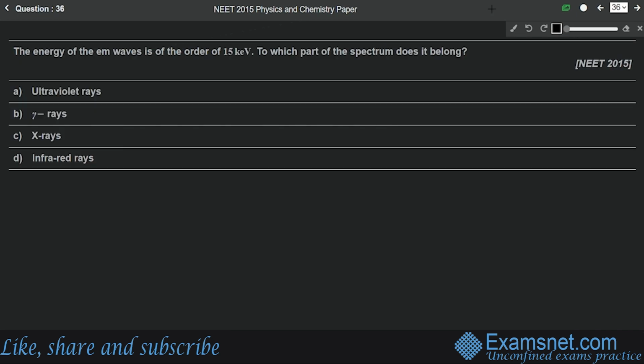Question number 36. The energy of EM waves is of the order of 15 keV. To which part of the spectrum does it belong? Option A, ultraviolet rays, option B, gamma rays, option C, X-rays, and option D, infrared rays. So this is a direct question. We know that the energy range of X-rays is 100 eV to 100 keV. So this 15 keV falls in this range. Therefore, option C, X-rays, will be the correct answer.